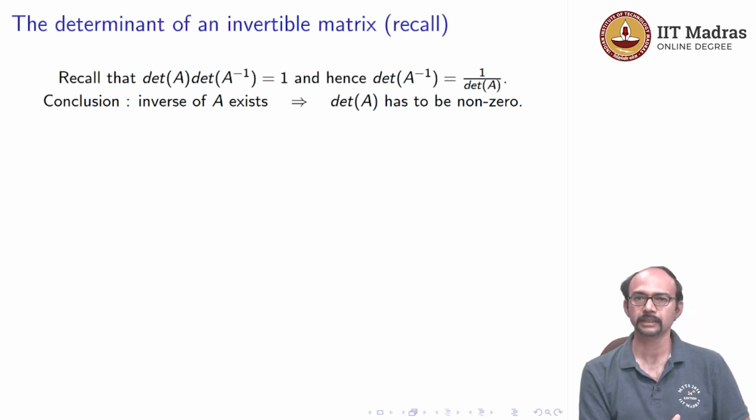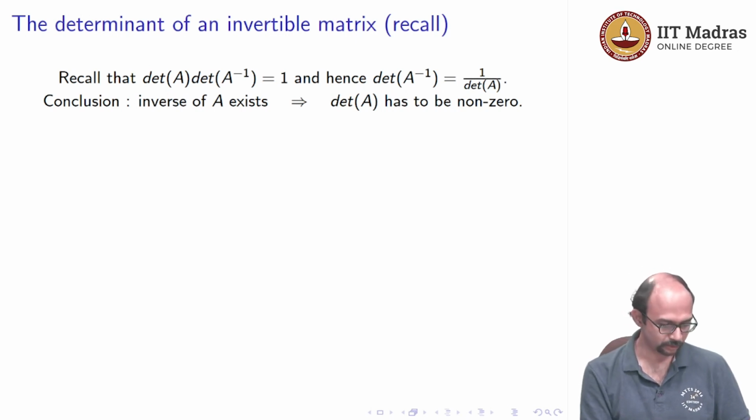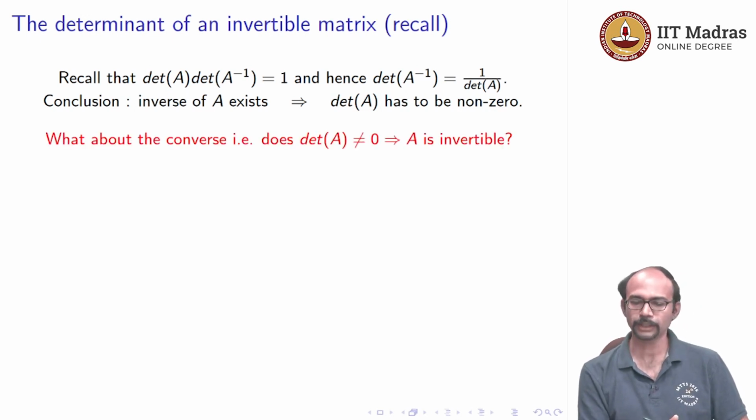So, if the determinant of A is 0, then the matrix A cannot be invertible. That means it cannot have an inverse. So, we say a matrix is invertible if it has an inverse. Okay. So, the conclusion here is that the inverse of A exists implies that the determinant of A has to be non-zero. We can go the other way and ask what about the converse. So, if the determinant is non-zero, is A invertible, meaning does an inverse of A exist?